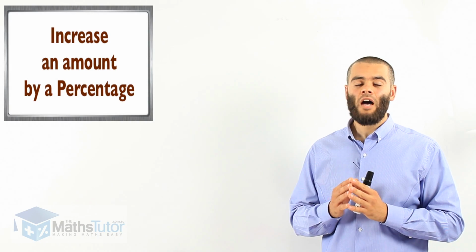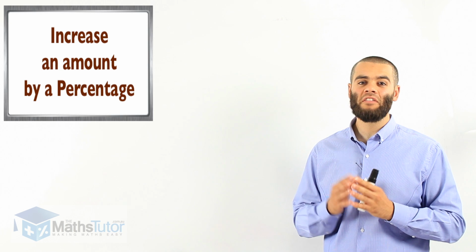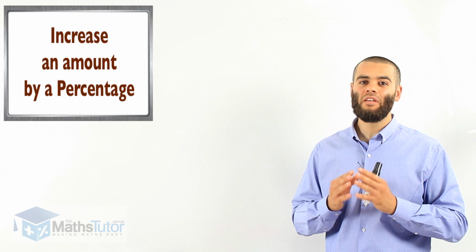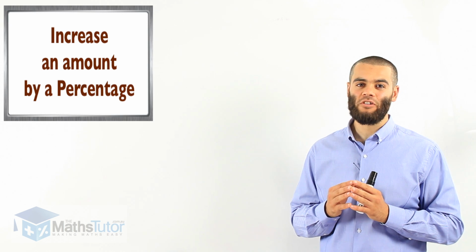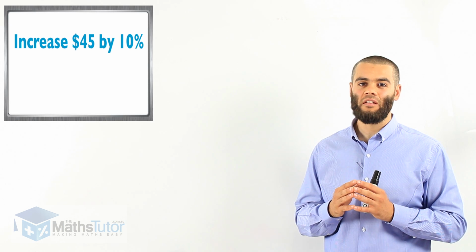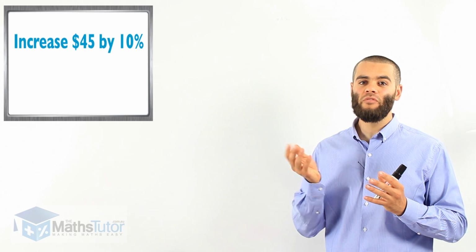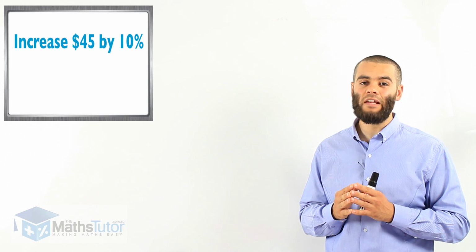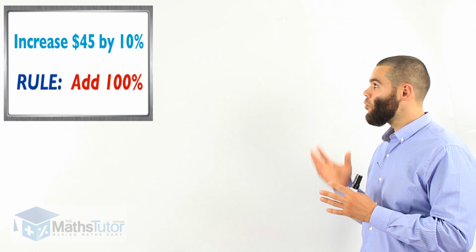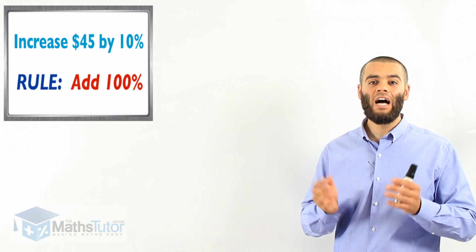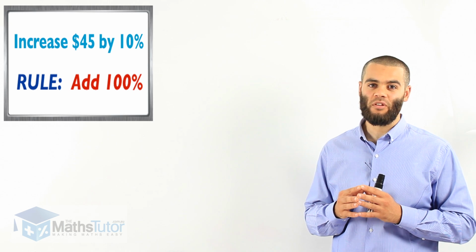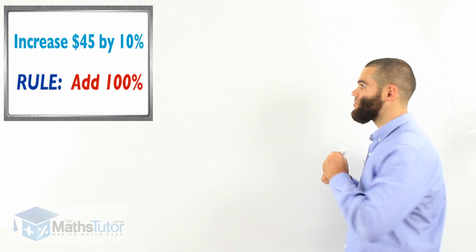Hey everyone, I'm going to show you how to increase an amount, a quantity, by a certain percentage. Let's see the examples and I'll show you how we actually do it. Increasing $45 by 10%. So we're going to increase $45, it's going to go up in value by how much? By 10%. How do we do it? What we do is we add 100% to the 10%. Then we multiply it by 45. Let's see how it's done.